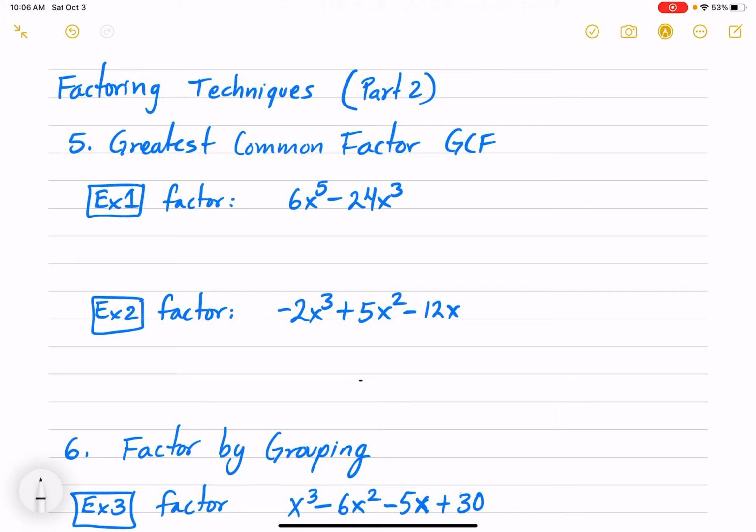The first one we're going to start with is called the GCF, the greatest common factor. Whenever you see a binomial, trinomial, even a polynomial with 4 terms, we're going to ask the question, what is the biggest number that divides all terms? So here, for example, 6 divides everything, so the greatest common factor here is 6, because 6 divides 6 and 6 divides 24.